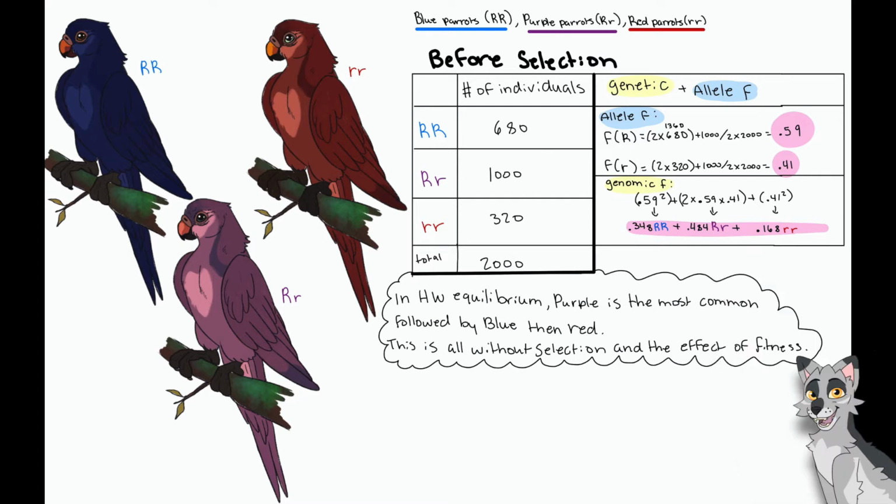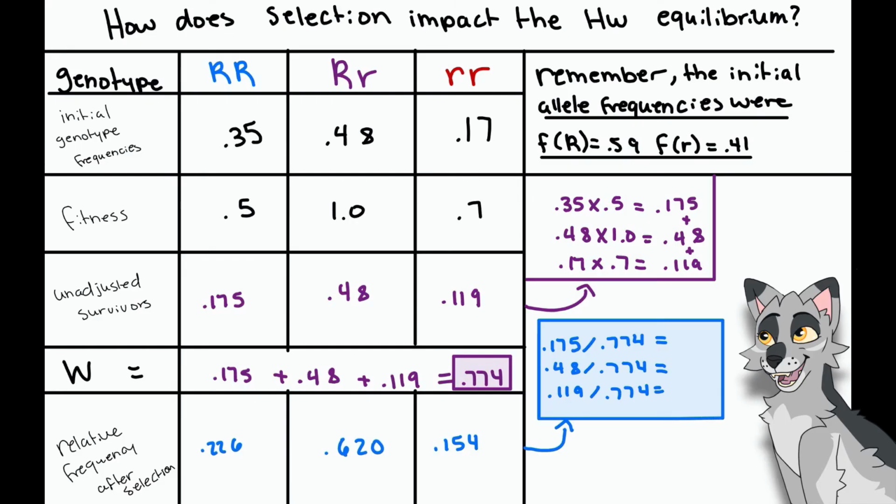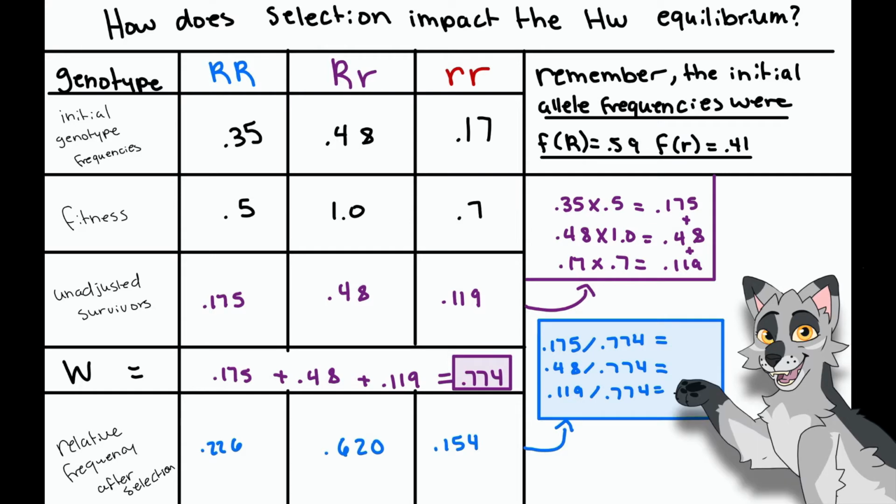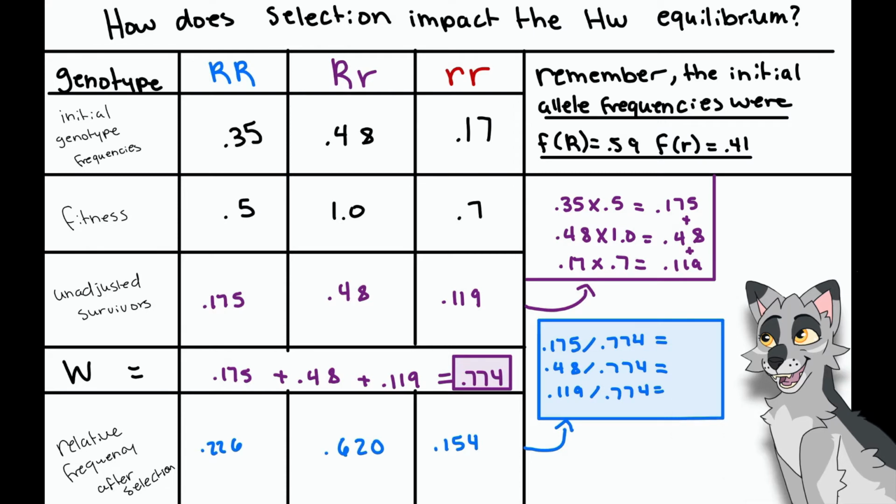This is all under assumptions of Hardy-Weinberg, but what happens if we violate the equilibrium with selection? Well, we have to look at how that affects the equilibrium and the frequencies. For this, remember that our initial genotypic frequencies were big R equals 0.35, big R equals 0.48, and little r equals 0.17. Now I have given some fitness amounts for each genotype. Big R sits at 0.5, little r sits at 0.7, and then big R is at 1.